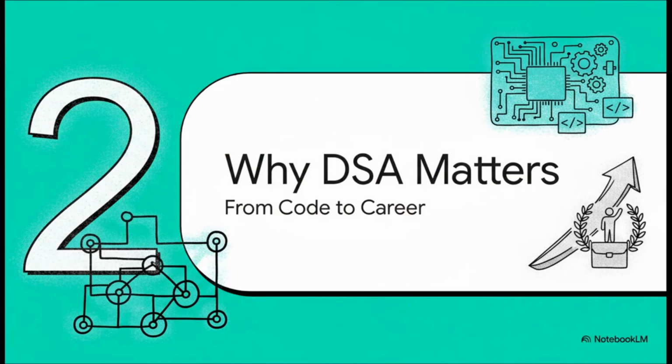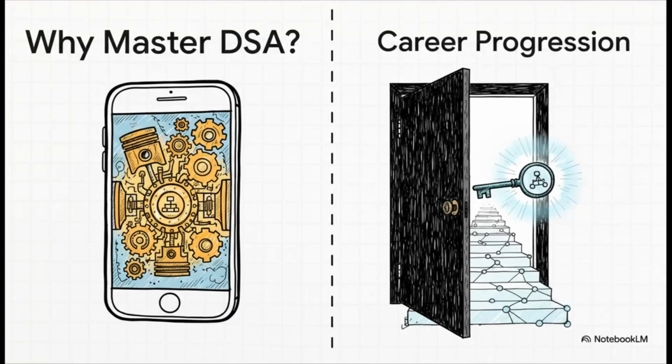Okay, so that's all cool in theory, but why should you actually care about this? Well, it turns out DSA is critical for two huge reasons. One is about the actual code, and the other is about your career. First off, DSA is what makes software feel fast and responsive instead of slow and clunky. It's the engine humming under the hood. But second, and this is a big one, if you want a career in tech, DSA is your key. It's how the top companies test your ability to think like a problem solver.